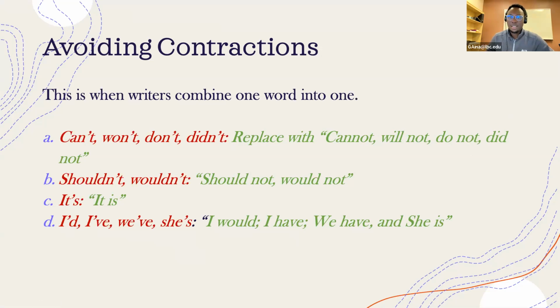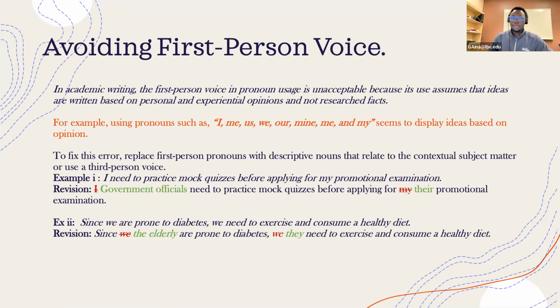Okay. So again, like I said, just stay away from those contractions, right? They do not help your professors to understand your intention, and they are also informal writing styles, right? Now the next part we should also look at is avoiding first person voice, right? Stay away from those.